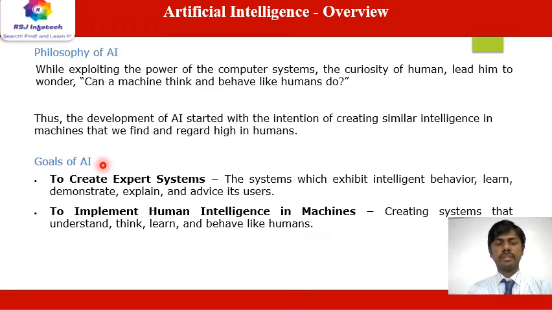What are the goals of artificial intelligence in this sense? If we are creating an expert system, the system will exhibit intelligent behavior, learn, demonstrate, explain, and advise its users. That is called an expert system. It has to demonstrate something to us, explain some chapter to us, and advise us on what to buy, for example when we are buying a smart product. Many AI applications and machine learning algorithms are now implemented to make suggestions to users.